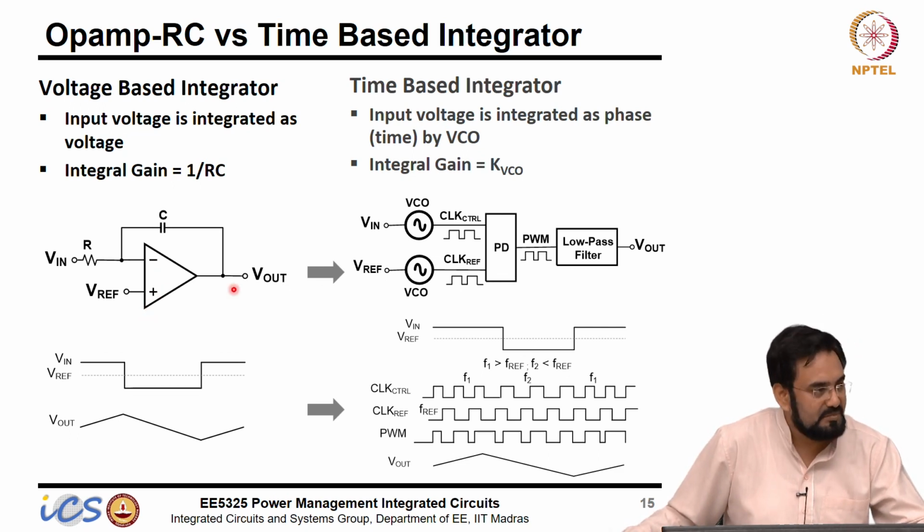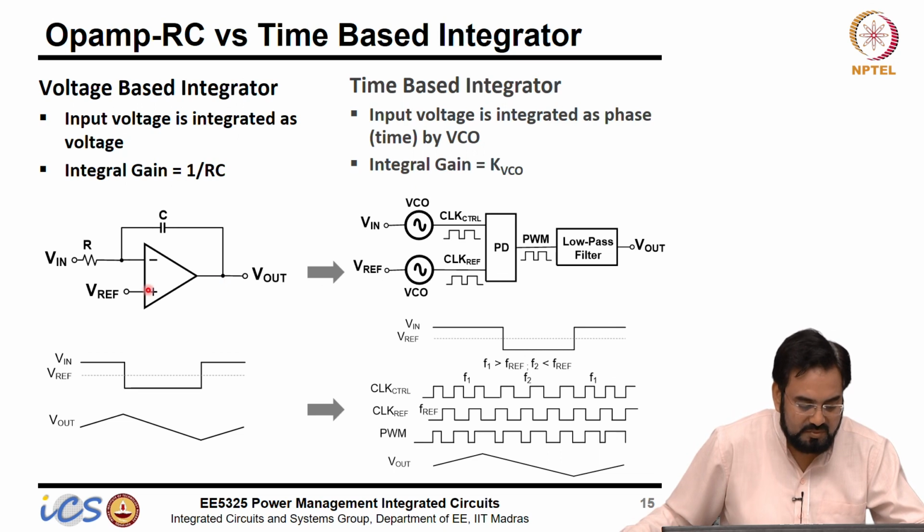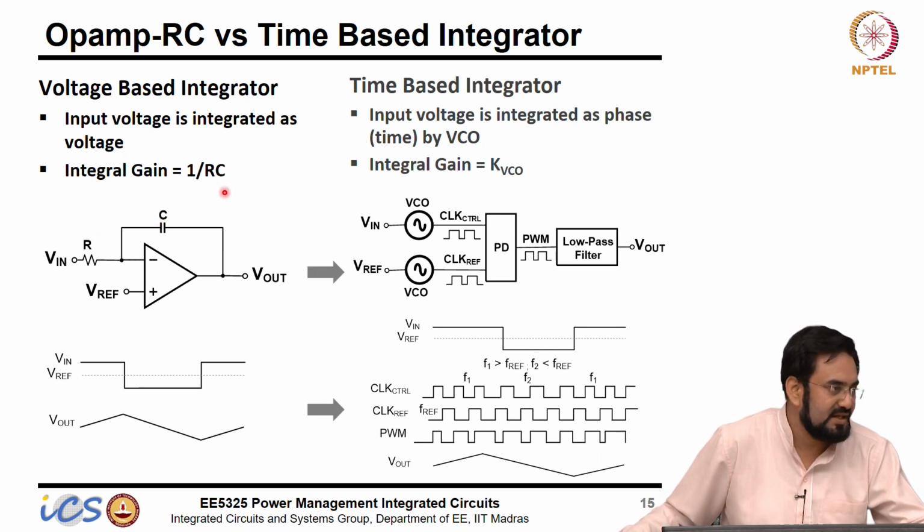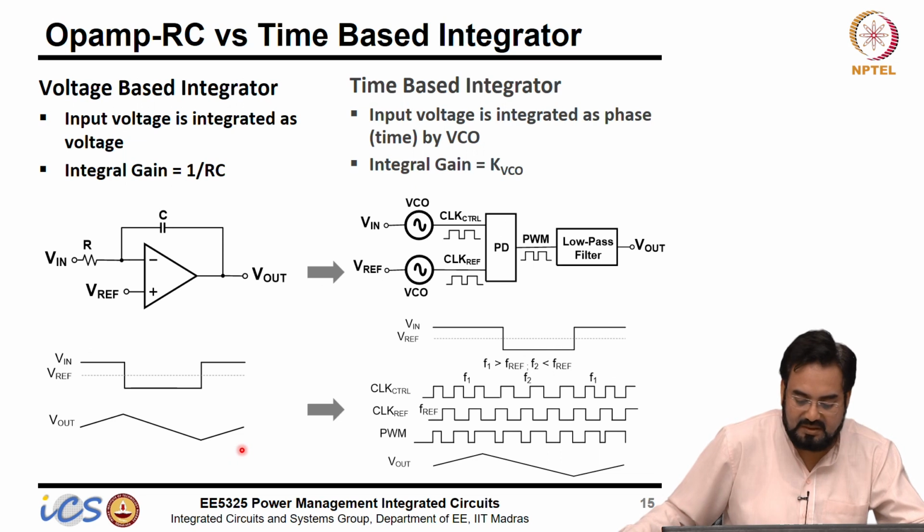So, differential input and single-ended output. If I have an RC, the integral gain will be 1 over RC, and if I give, let's say, a square wave at the input, I should get a triangular wave at the output.